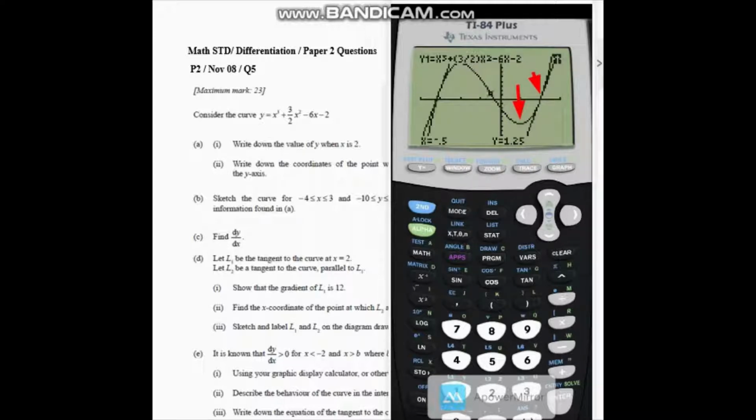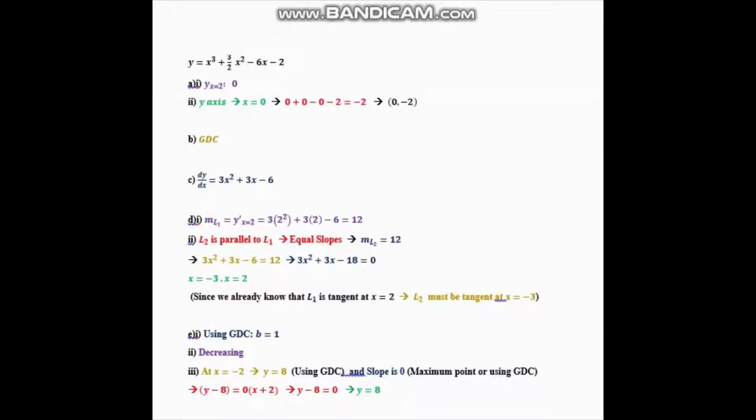So second trace minimum, left bound, right bound, guess. So I am told that the minimum exists at 0.999 or just at 1. Hence the value of b is 1. So there is your answer to EI. The value of b is 1.